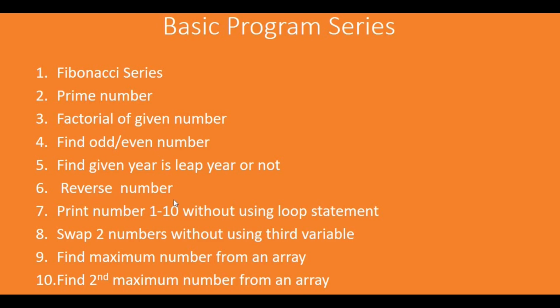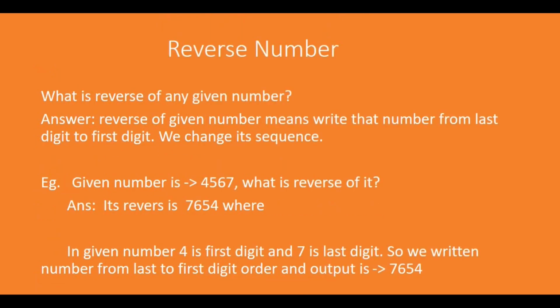So what is a reverse number? A reverse number is the number obtained from the given number by writing it from the last digit to the first digit, so we change the sequence. For example, suppose we take the number 4567. What is the reverse of it? Its reverse is nothing but 7654.